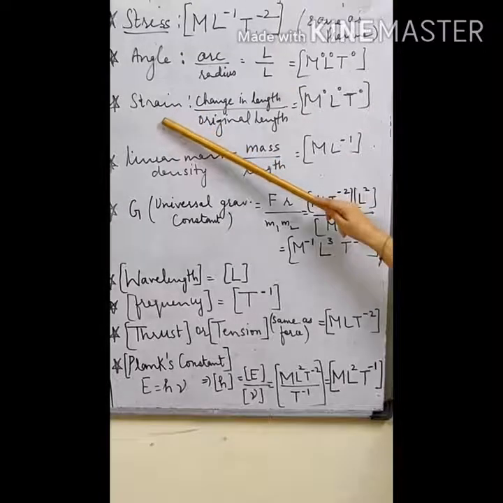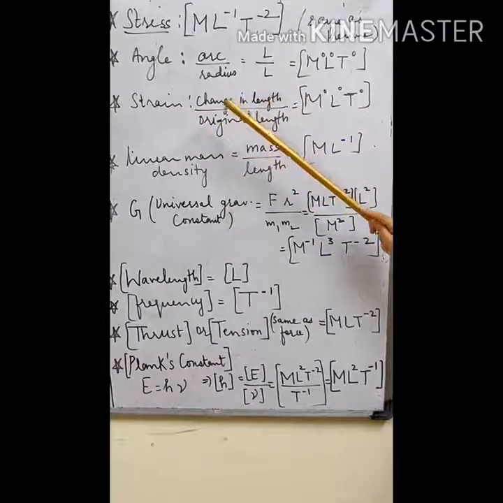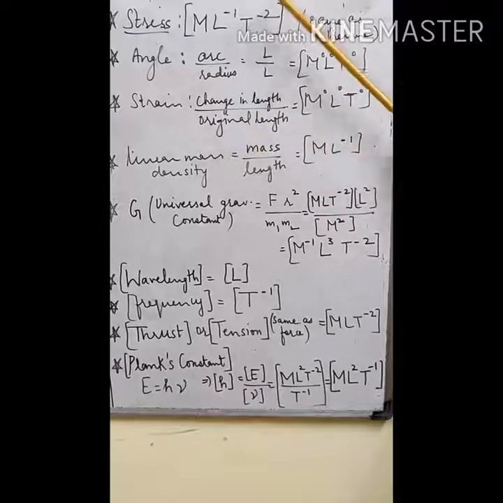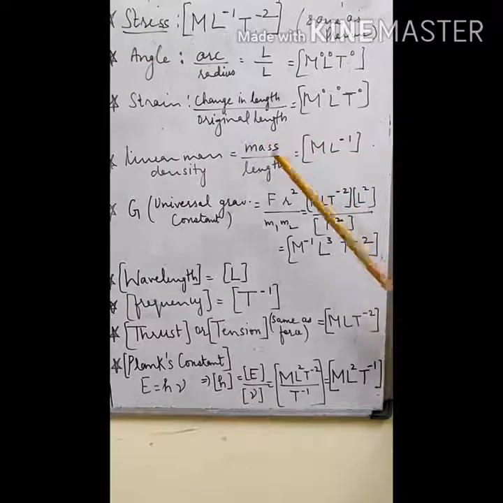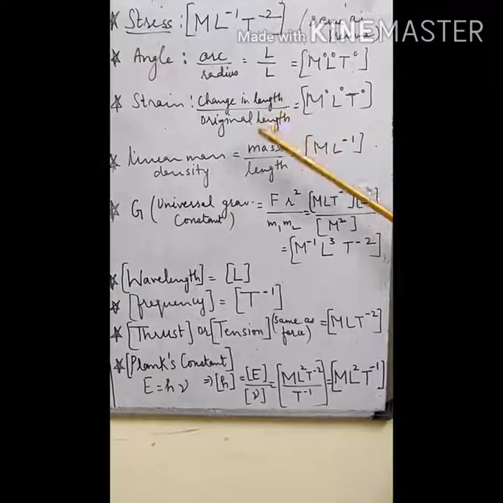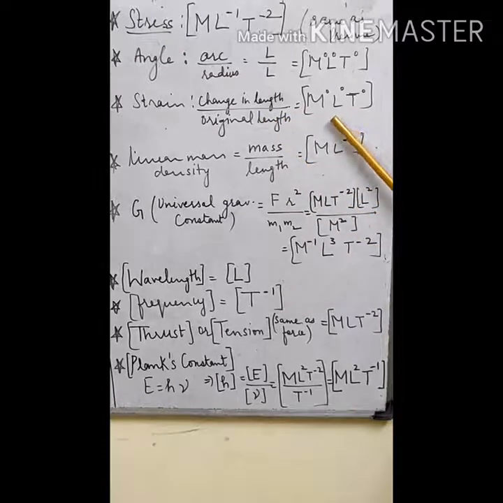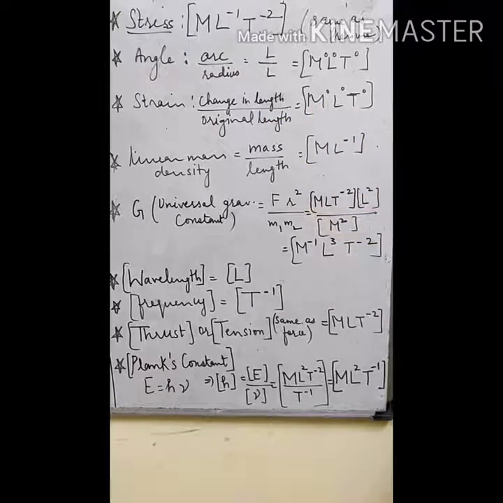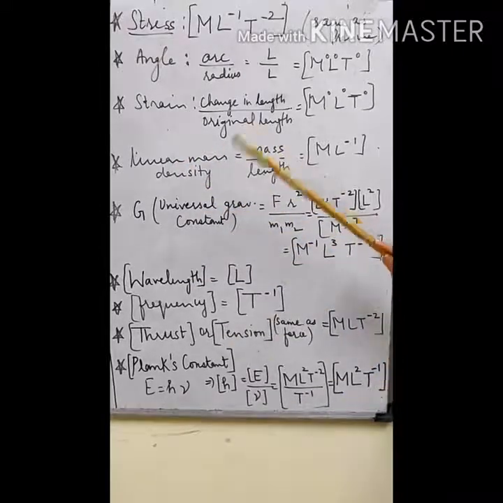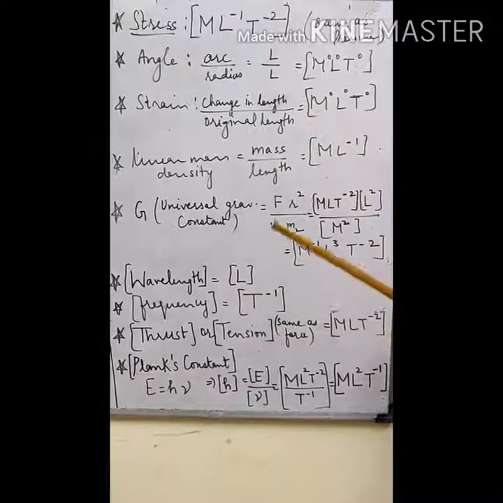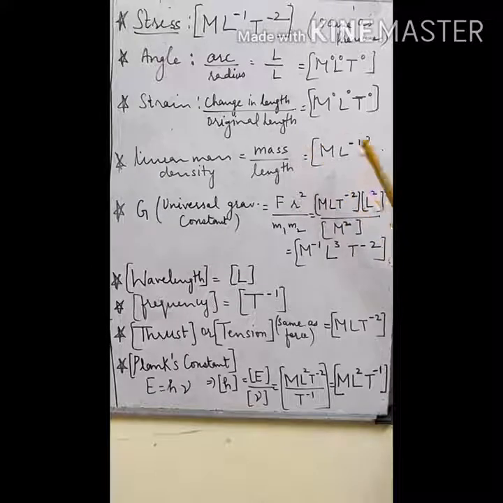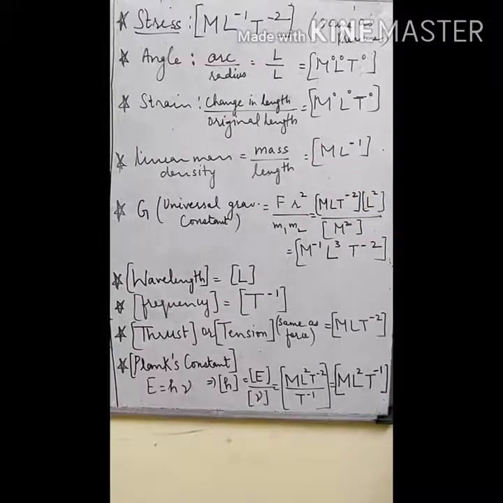Coming to strain. Formula for strain is change in length upon original length. That is in relation with stress. This you will study in the chapter called elasticity. Hence it is dimensionless because it is length over length. The next is linear mass density. Mass density meaning mass divided by volume. When it is written linear, then you will divide it by length. The dimensions will be ML^-1.